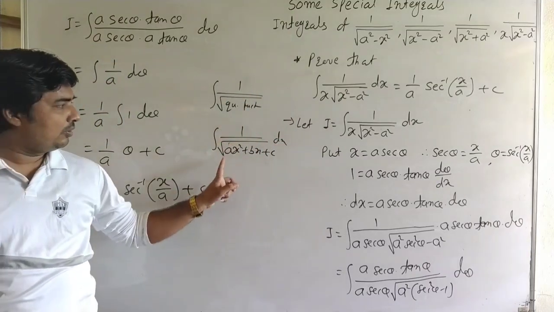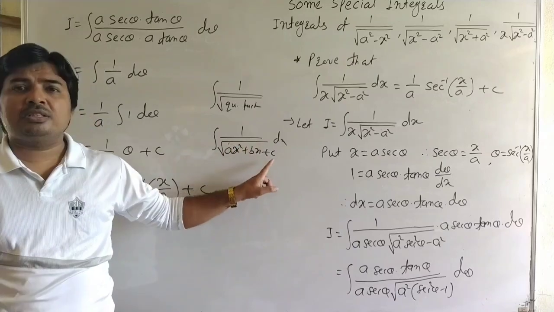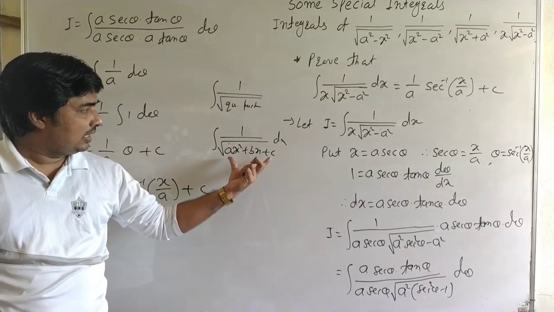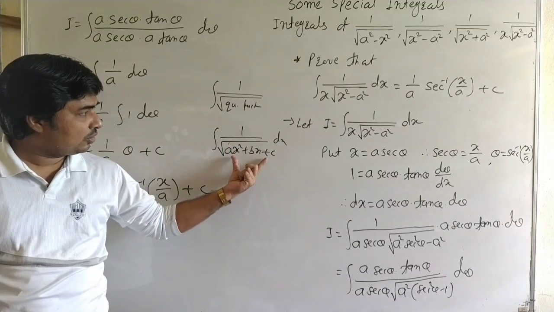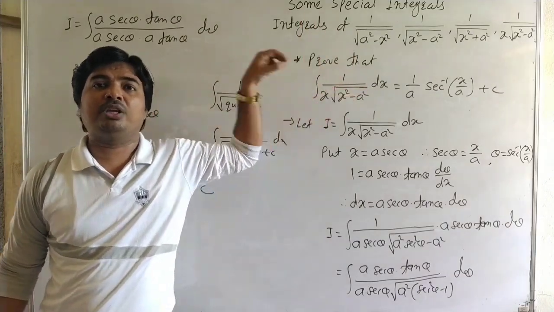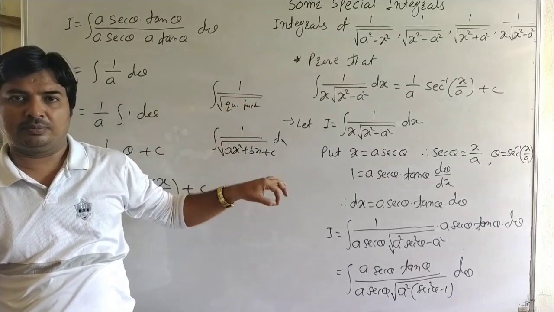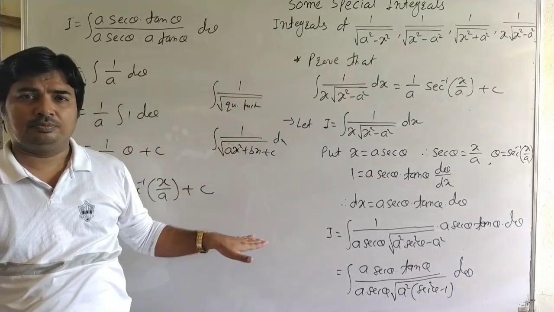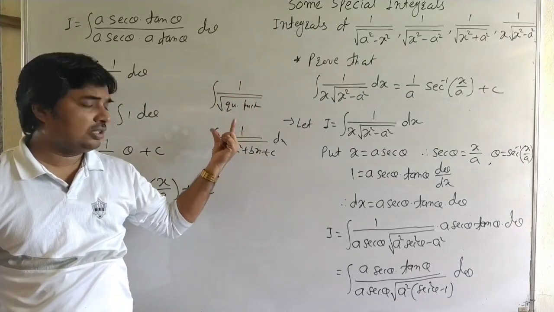Here 1 upon under root ax square plus bx plus c. Okay, here 1 upon a quadratic function. This quadratic function is reduced into 2 terms, that is a square and x square, by using the complete square method. Okay, here the formula is the same. The process is all the same.